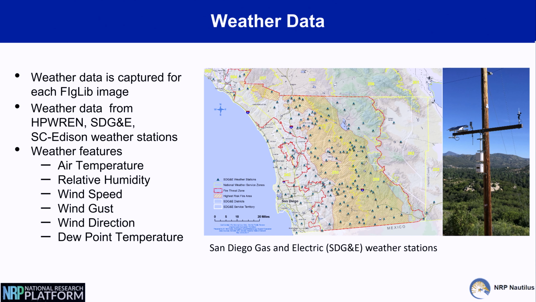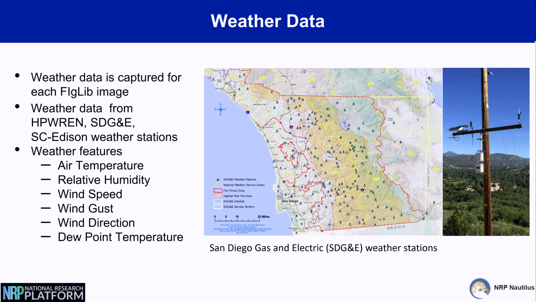So for every image, we get the weather data from the 3 weather stations that are closest to the camera. Right, so that's where we get the weather data from. And the weather features that we use are air temperature, relative humidity, wind speed, wind gust, wind direction, and dew point temperature.